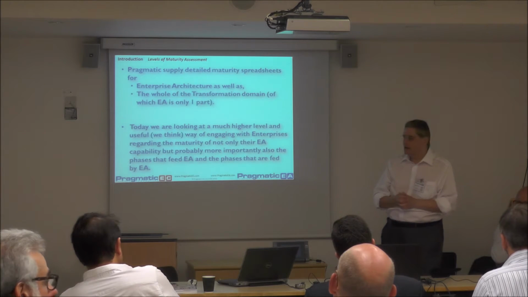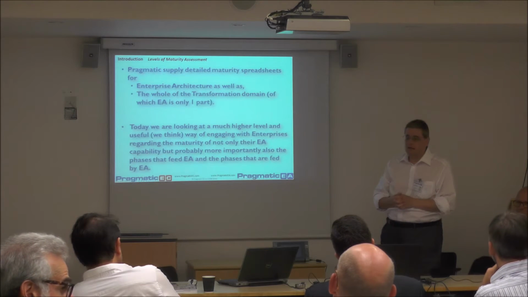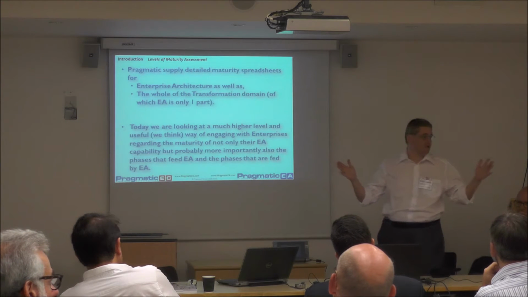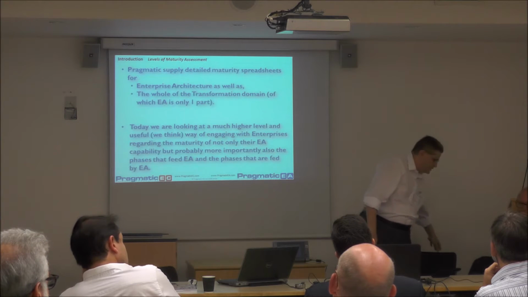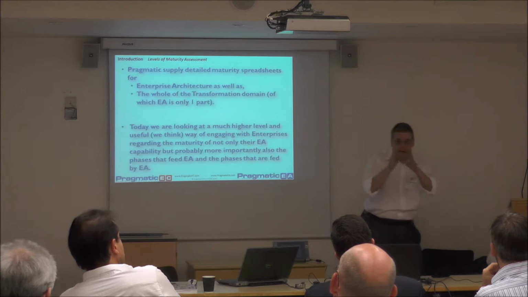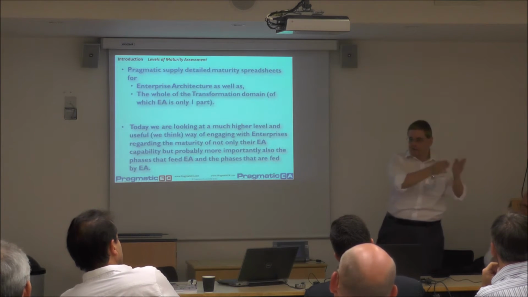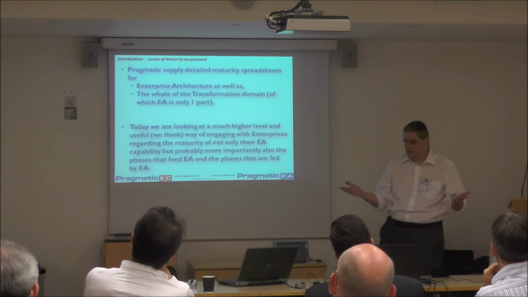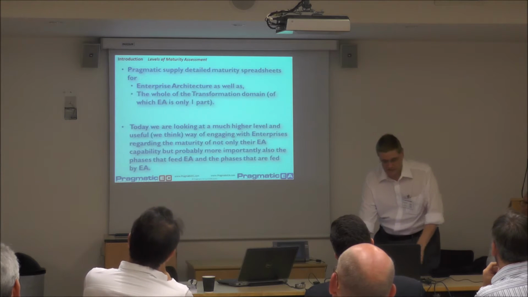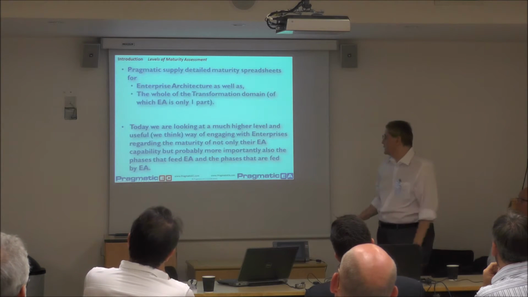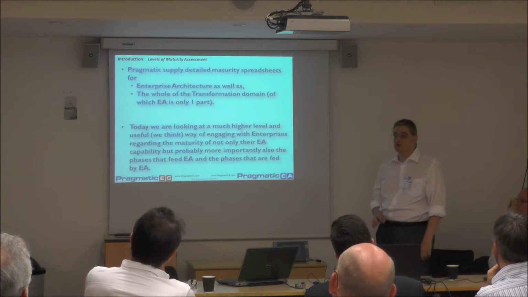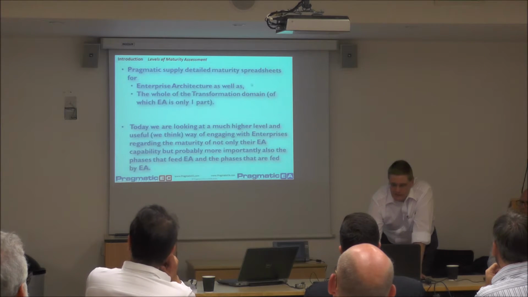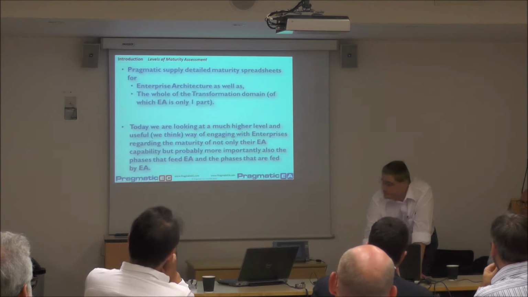The other part is that enterprise architecture is just one part of the chain of things that need to happen in transformation. And like any chain, if you just look at EA and improve EA, but you don't look at what's feeding EA or what EA is feeding into, potentially what's the point? Garbage in, garbage out, as they say. So today we're going to look at a much higher level, and I think it's a useful way, of evaluating, or getting people to start to think about the maturity of their enterprise.